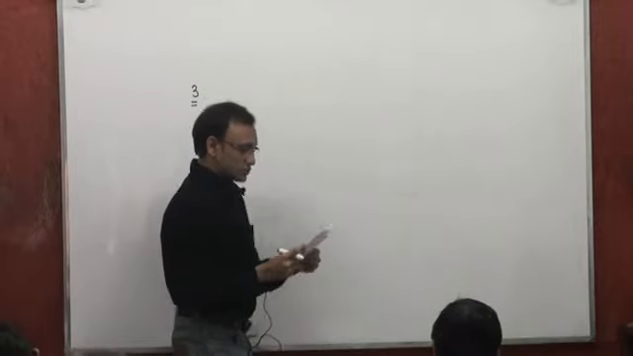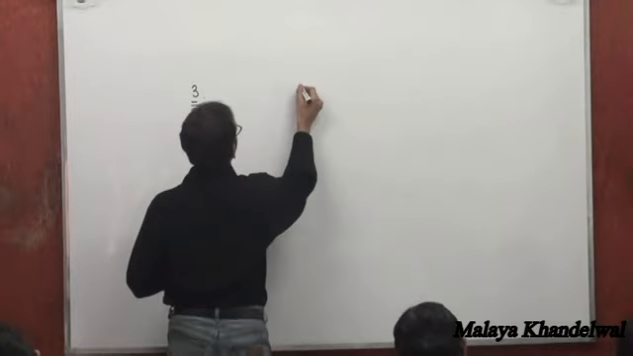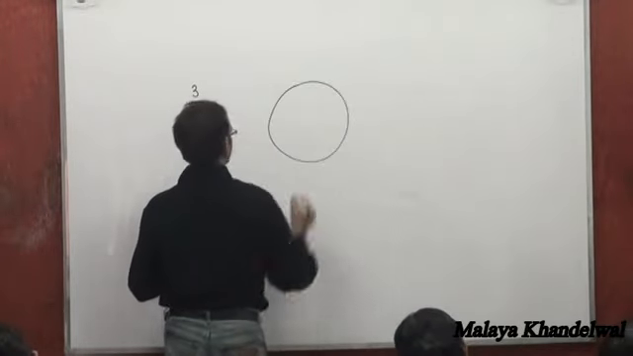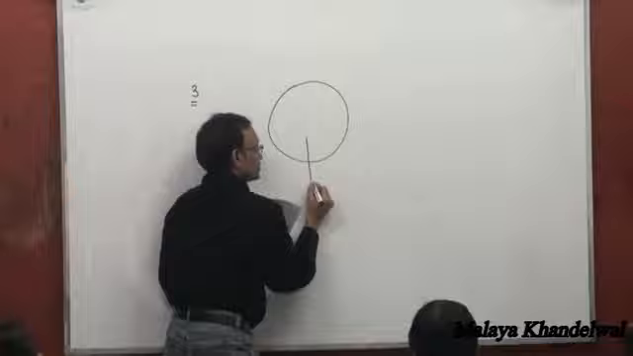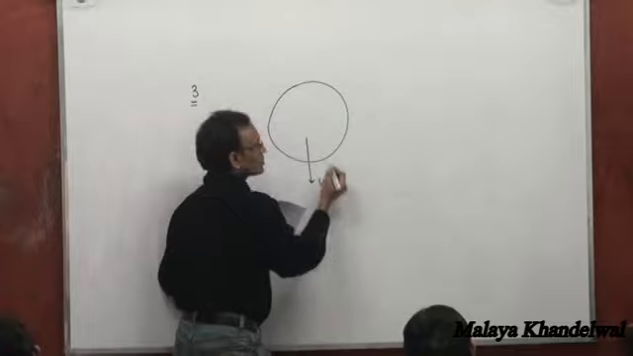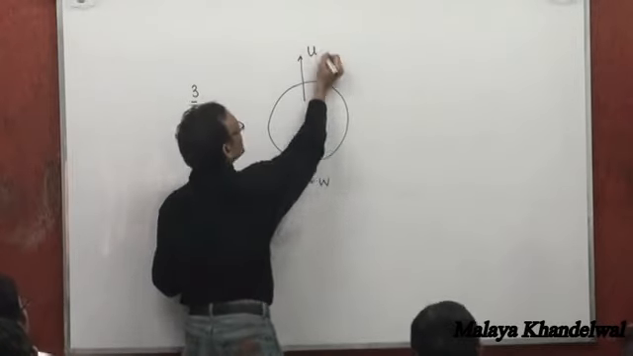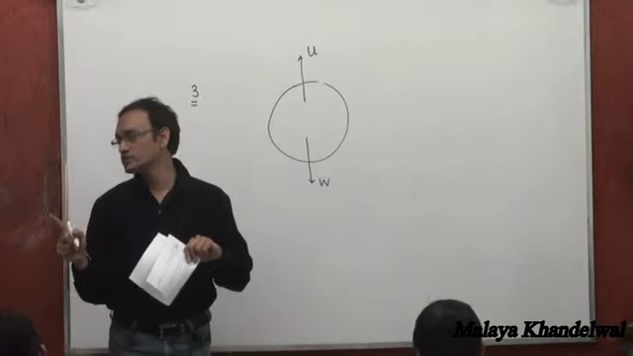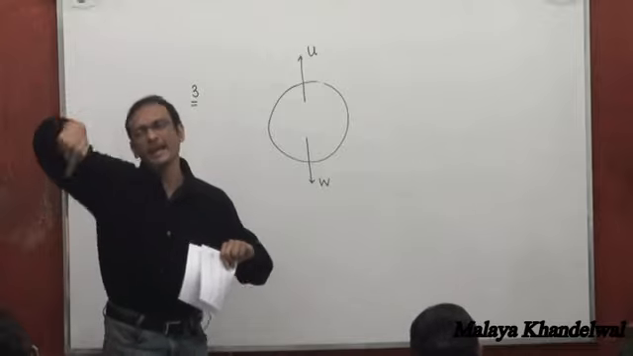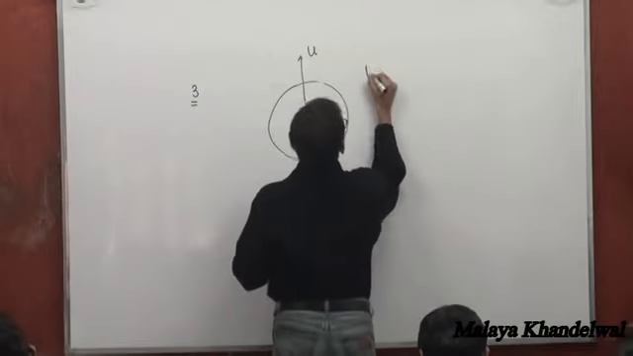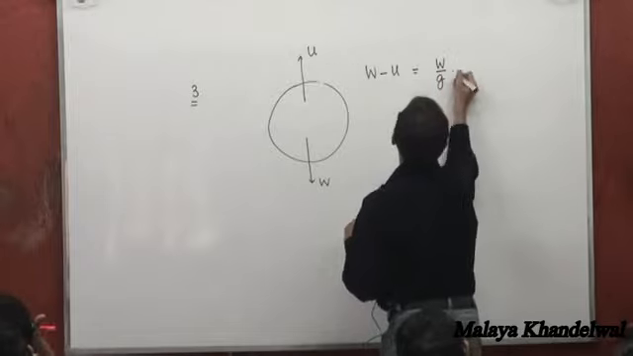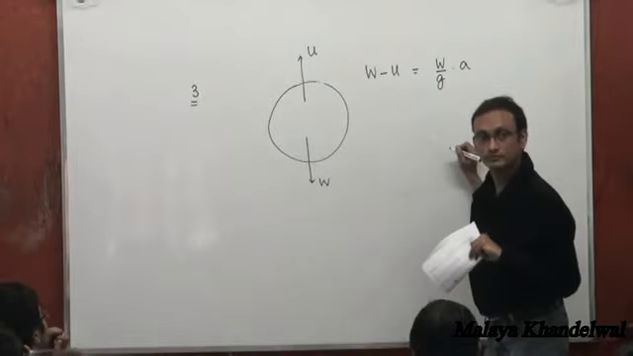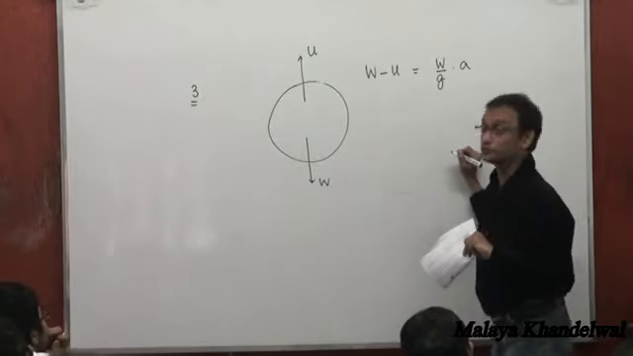A balloon descends with a uniform acceleration A. Now, what are the forces acting on the balloon? There is weight acting downwards and there is upthrust acting upwards. Under the influence of these two forces, it has an acceleration A downwards. So, W minus U would be mass of this, which would be W by g into acceleration A. Yes or no?